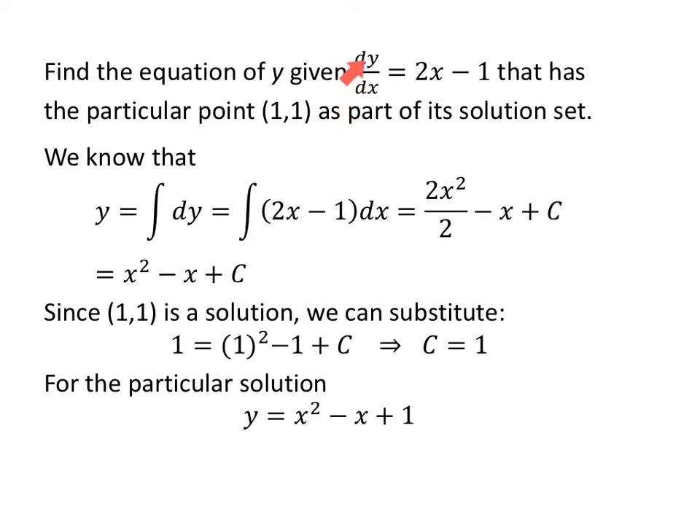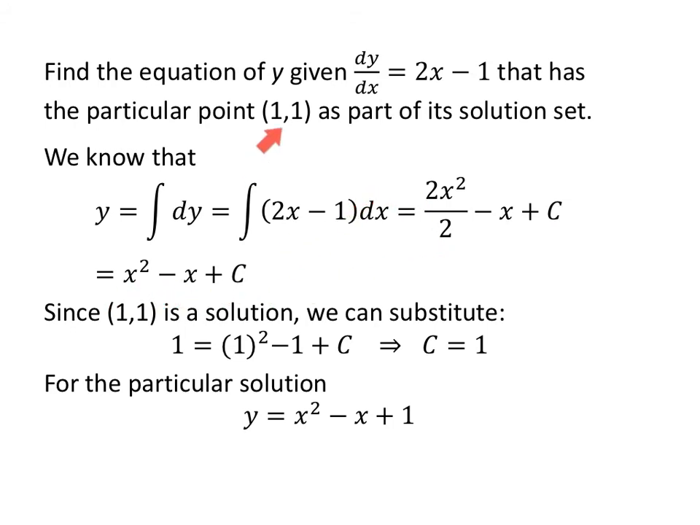Well, we know that we can multiply both sides by dx if we treat these as differentials, and we'll get dy equals 2x minus 1 times dx. And we know we can integrate both sides, and we'll get y equals the integral of dy on the left, which equals the integral of 2x minus 1 dx on the right. And we can find the integral of 2x, that's 2x squared over 2. We can find the integral of 1, that's, well, negative 1, so negative x, and a plus c. Simplifying this, we get x squared minus x plus c.